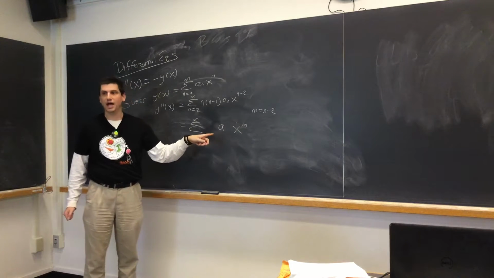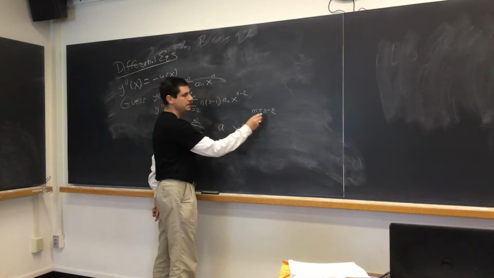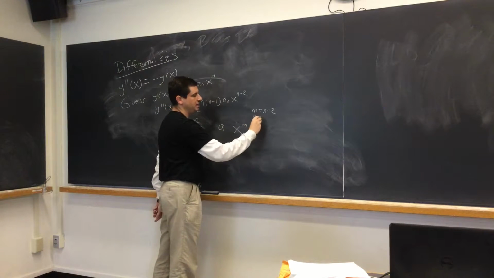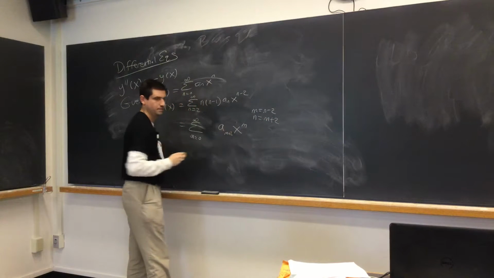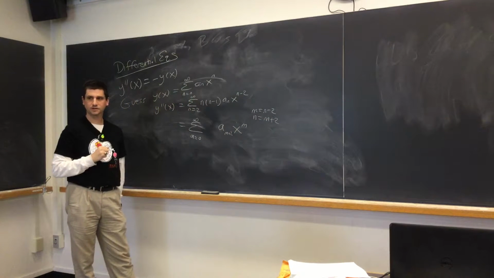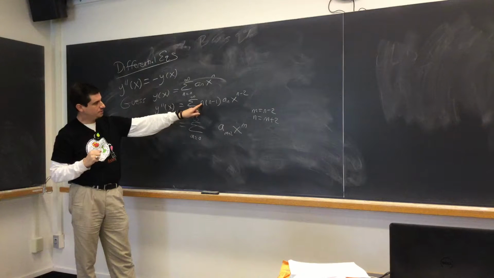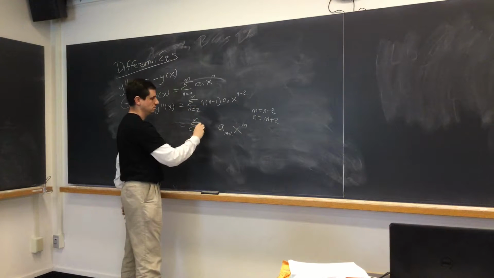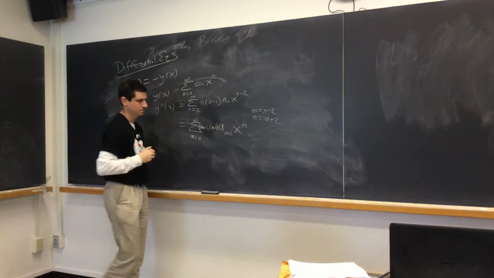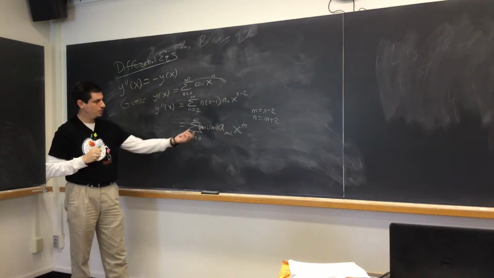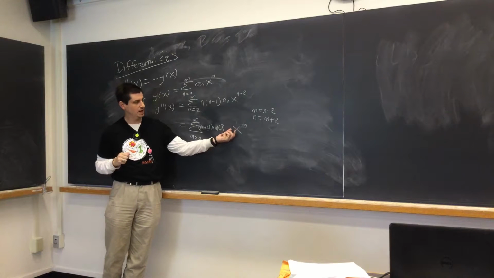I'm sorry? M plus 2. If m is n minus 2, then n is m plus 2. Right? And now n becomes m plus 2. And then the next is m plus 1. So we get m plus 2, m plus 1, a m plus 2, x to the m.